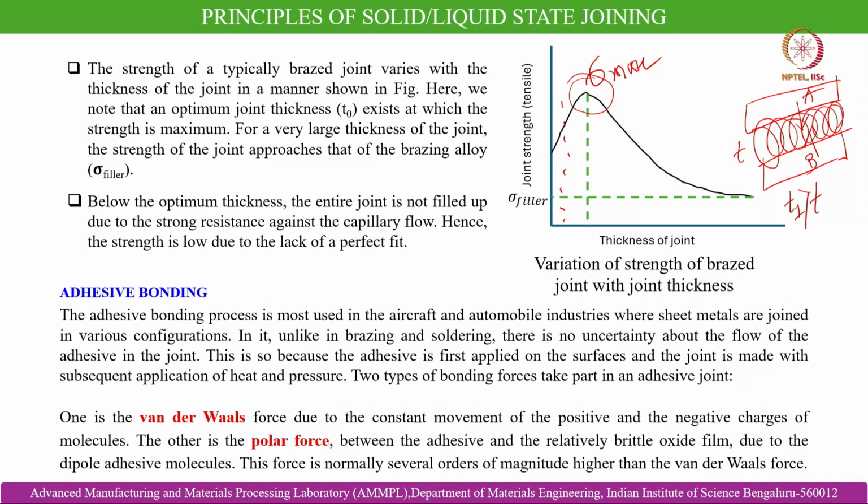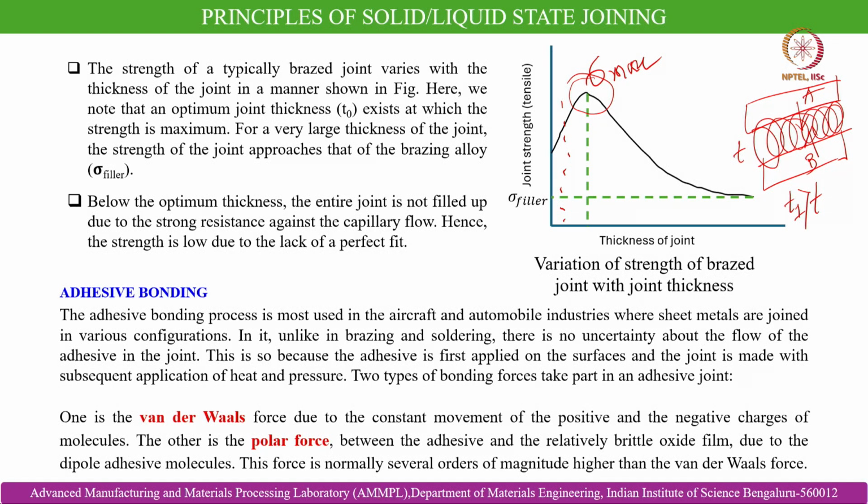In adhesive bonding, it is most used in the aircraft and automotive industries where sheet metals are joined in various configurations. It is a kind of semi-permanent joint, I would say, because the plates or parts which are joined together can also be separated when subjected to appropriate temperature and appropriate force. This is because the metallurgical transformation is not involved, so atomistic level bondings are not developed. That is why it is possible to separate them.